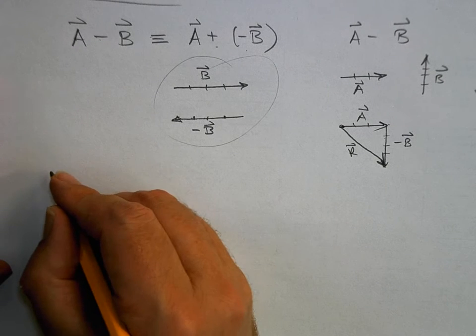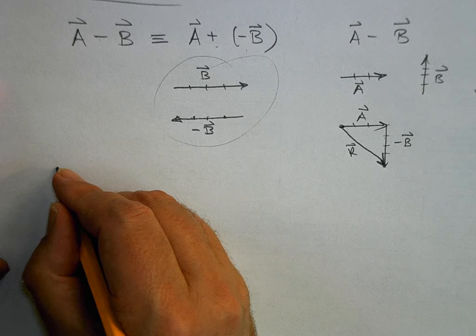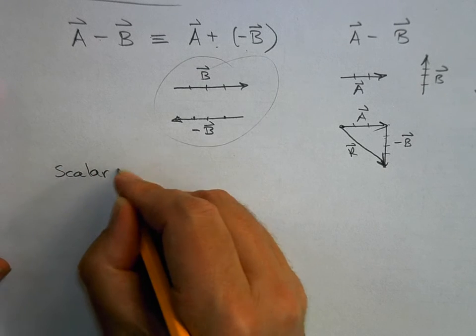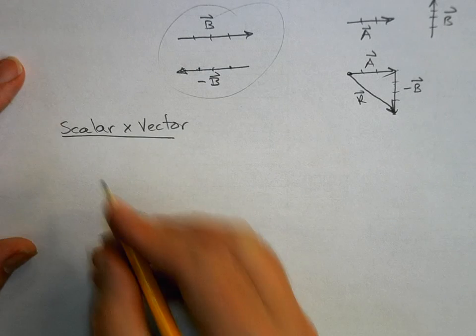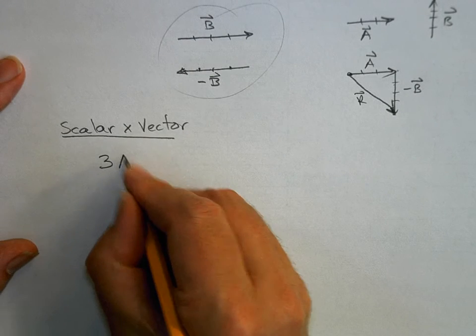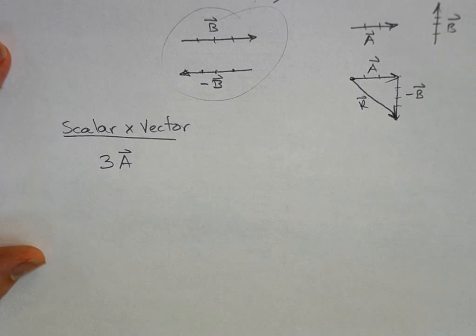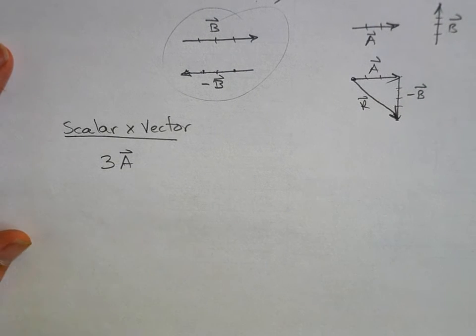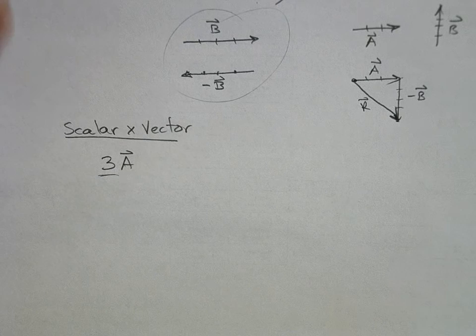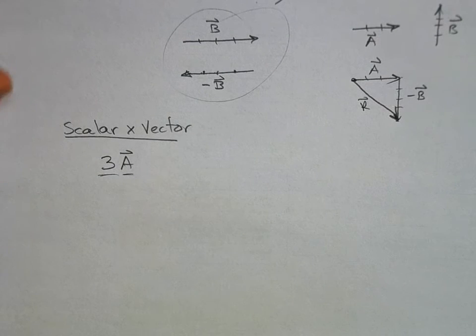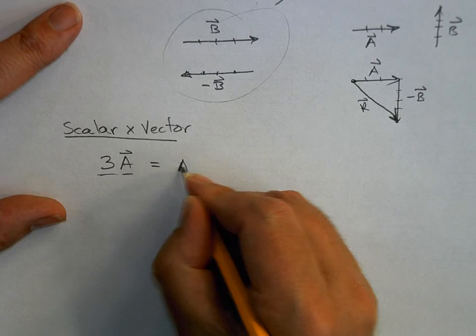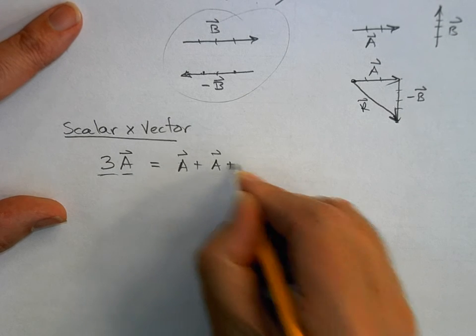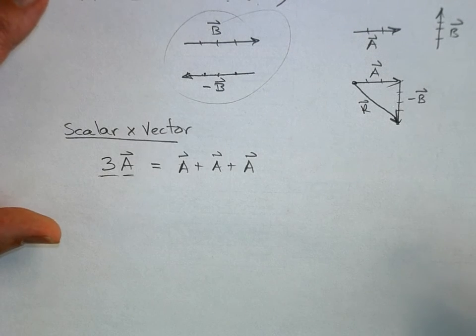Let's talk about vector multiplication. If we take a scalar times a vector, let's say I've got 3a, 3 times vector a. Well, what does this mean? Well, the 3 is a scalar. Let's say that a is the same vector we've been using. Well, what is this equal to? Vector a plus vector a plus vector a. You're just adding a to itself 3 times.